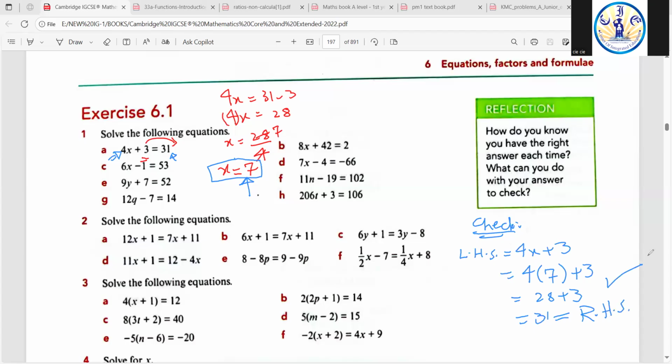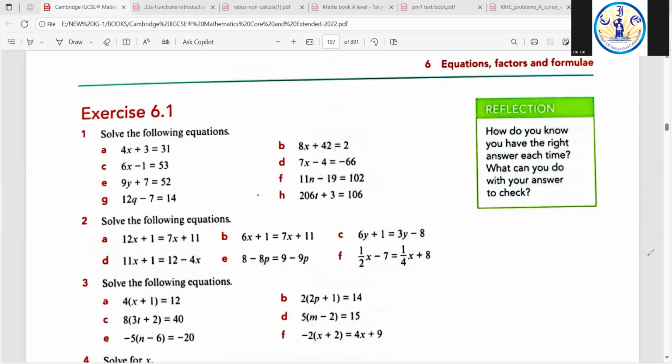With this, now let me solve some other question, like part F could be solved, which involves a constant number which is being subtracted. So 11n, I'm going to shift this negative 19 to the other side. It will get added now. 121 is equal to 11n.